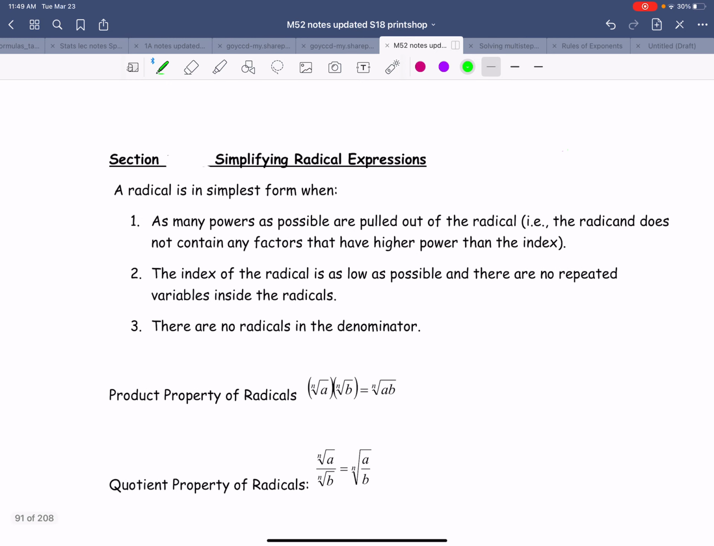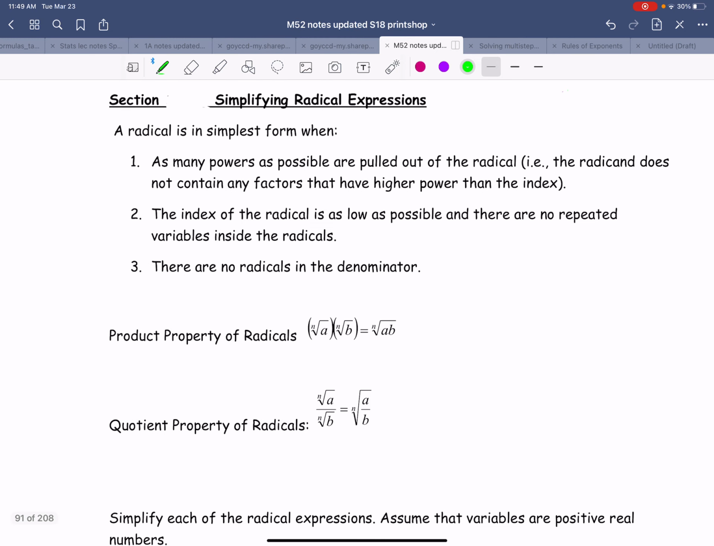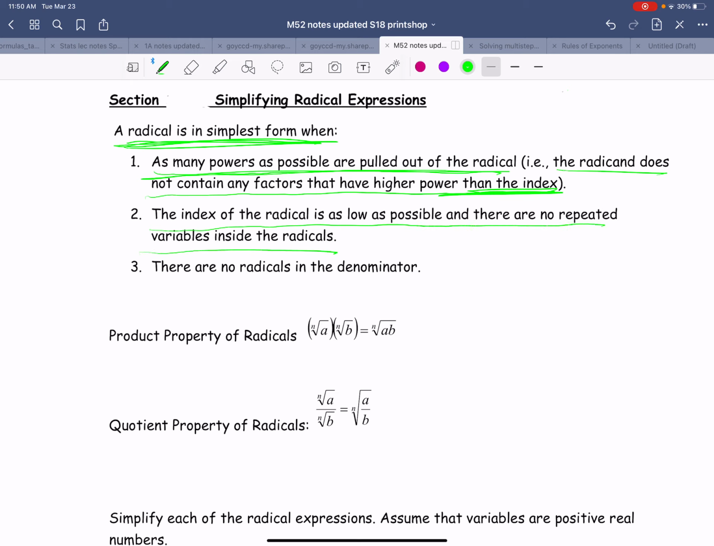We are going to look at the product rule and the quotient rule of radical expressions. A radical expression is in the simplest form when as many powers as possible are pulled out of the radical. That means the exponent inside the radical should be smaller than the index. The radicand does not contain any factors that have higher power than the index. The index of the radical is as low as possible, and there are no repeated variables inside the radicals. There are no radicals in the denominator. So these are the conditions that must hold for us to say the radical is simplified.